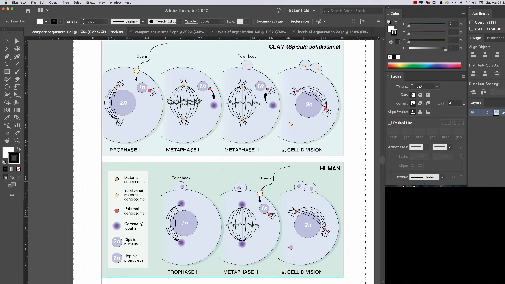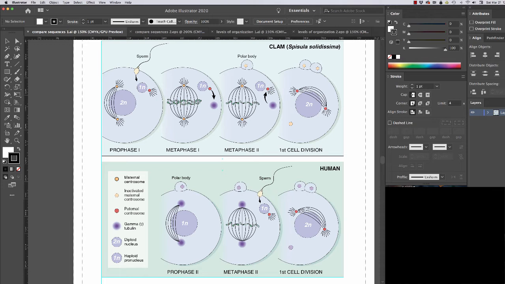Here's an illustration I created for a journal article many years ago, comparing the process of meiosis in two different organisms, the giant surf clam and the human. Now that might seem like kind of an odd thing, but the giant surf clam is one of many species of organisms that are commonly used for research into developmental biology. This would be similar to things like the fruit fly that's such a common model for studying genetic information and genetic processes.